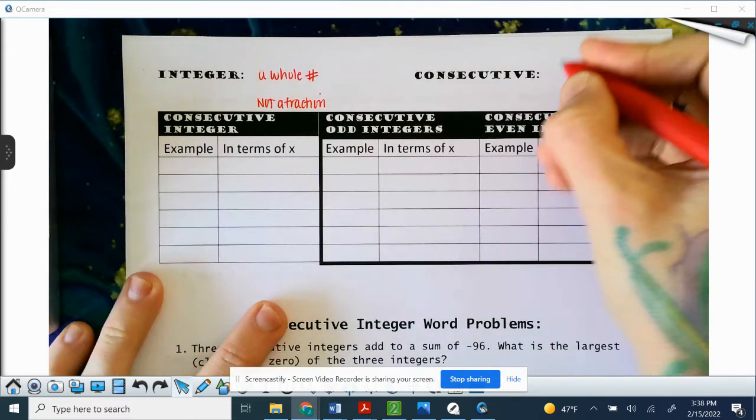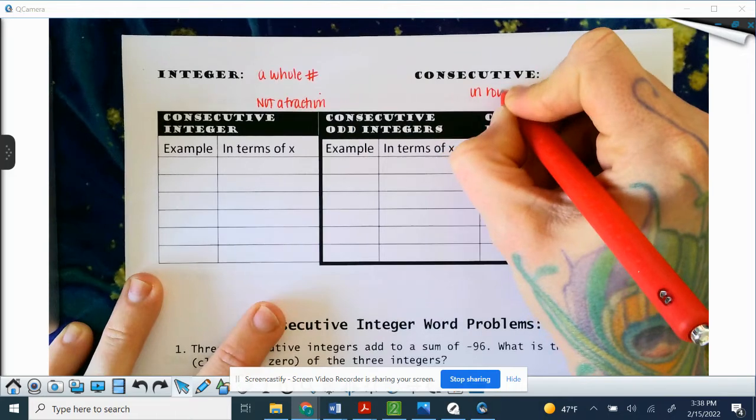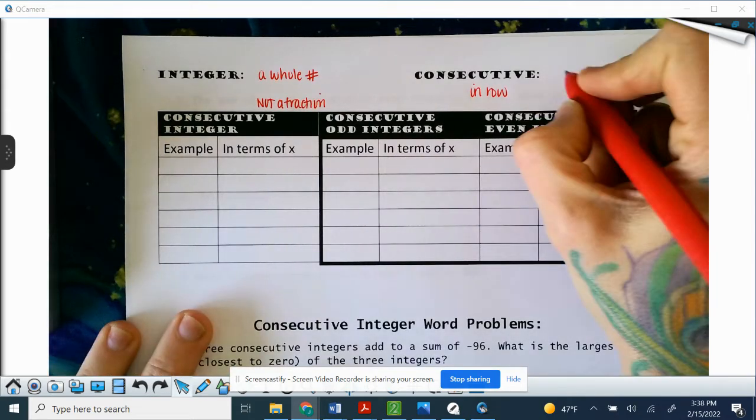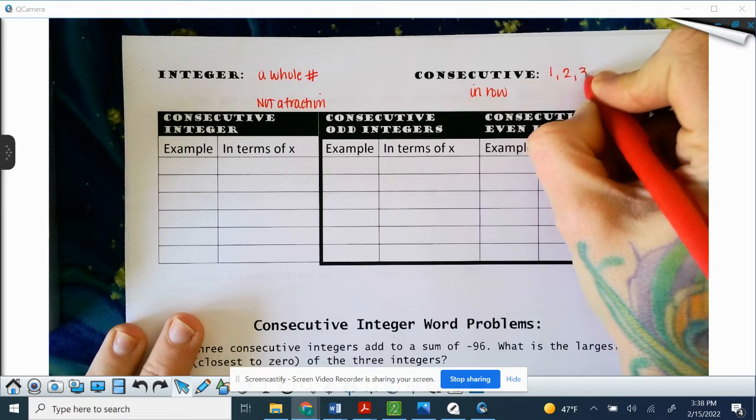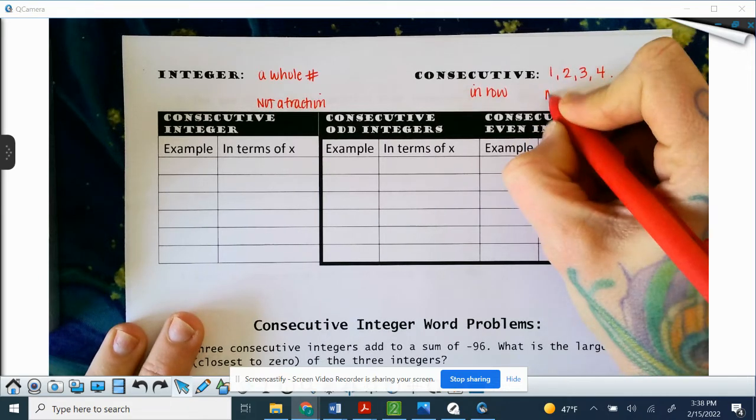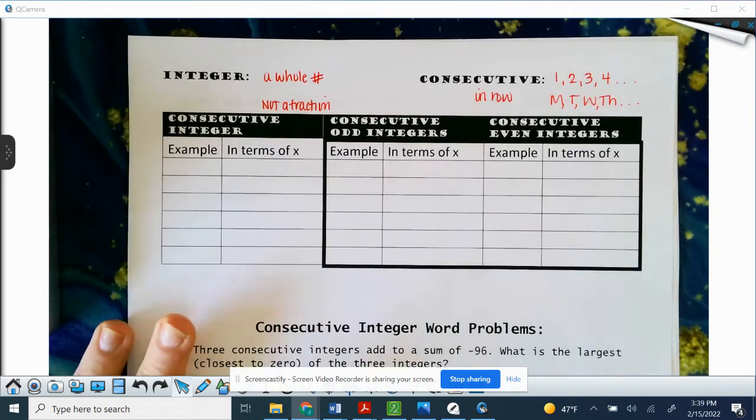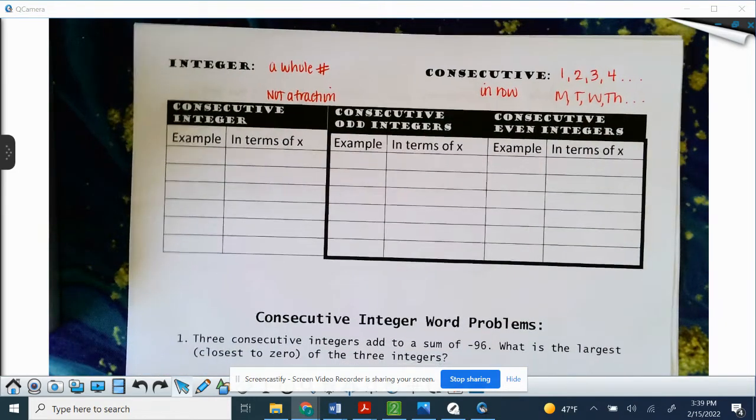Consecutive means they're in a row, like back to back, consecutive days. So Monday, Tuesday, Wednesday, Thursday, Friday. Monday, Wednesday, Friday are not consecutive because one's missing. Consecutive numbers would be 1, 2, 3, 4. And like I said, Monday, Tuesday, Wednesday, Thursday, as long as they're in order and you're not skipping anything, that's consecutive. Now, this is fairly easy.